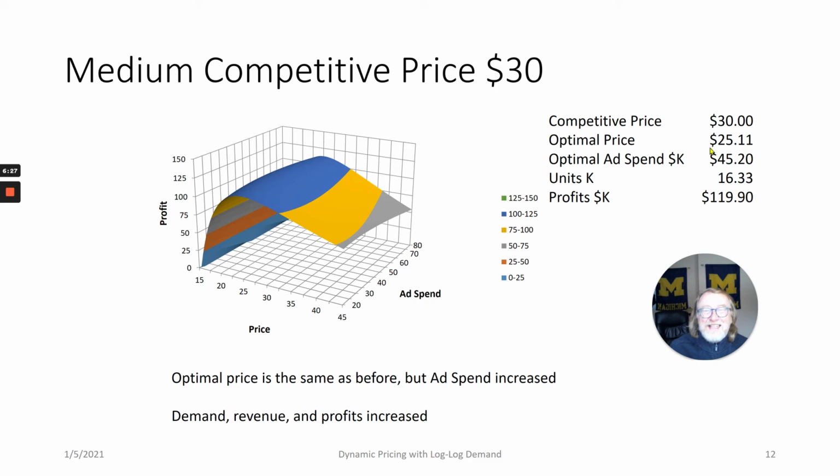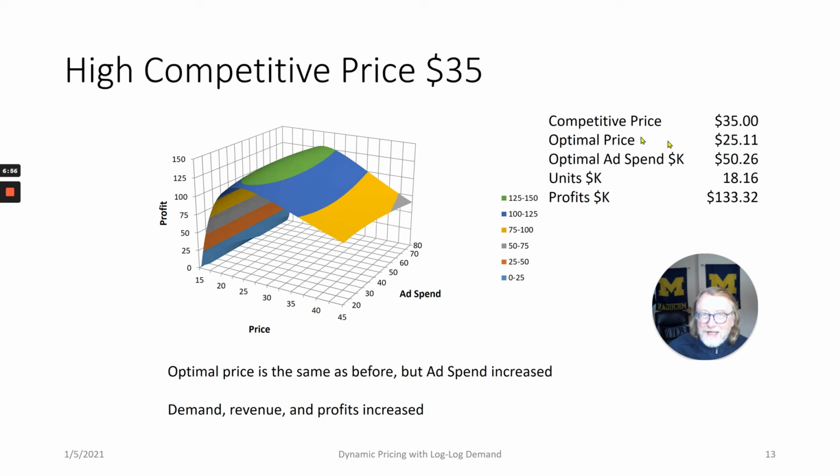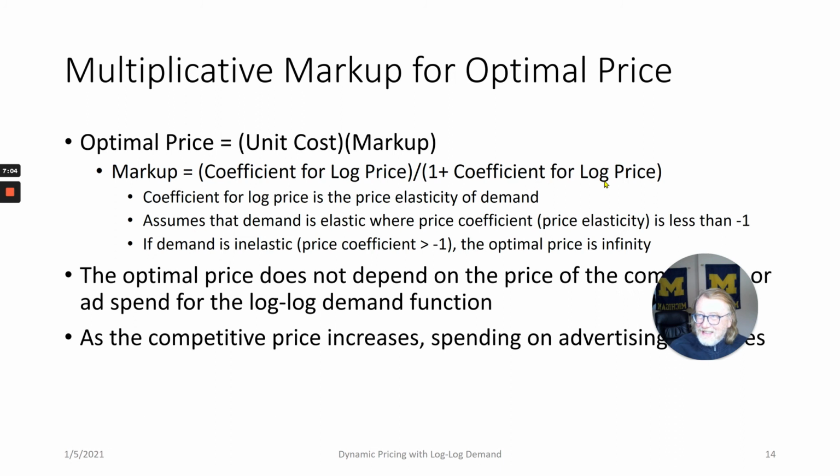Okay, and then if we go up to $30, one thing that's kind of interesting, if the competition has a higher price, it doesn't affect our optimal price of $25. We're still going to be using that. But what it does change is our ad spend. Our ad spend goes up, right? So it's almost as though the algorithm says, hey, the competition is charging more. Our price will stay the same, but we'd like to spend a little bit more, maybe attract more business, right? Still more customers. So we have more haircuts and higher profits. And if it goes up to $35, same thing. Our optimal price is $25, but now we're spending more in advertising.